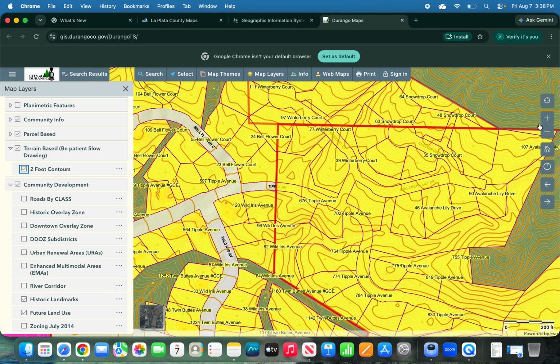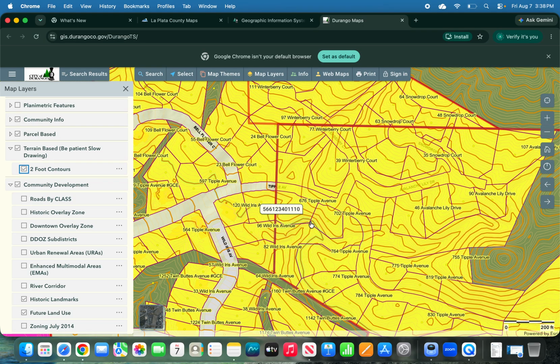When the lines get really tight, like for instance 676 Tipple Avenue, these lines are really tight. This is a pretty steep slope right here. You've got a bit of a finger coming off that's not quite as steep over on this side of the parcel. That might be where your ideal home site would be to build your home. Over here is going to be much more challenging. This is almost straight down right there, to be honest.